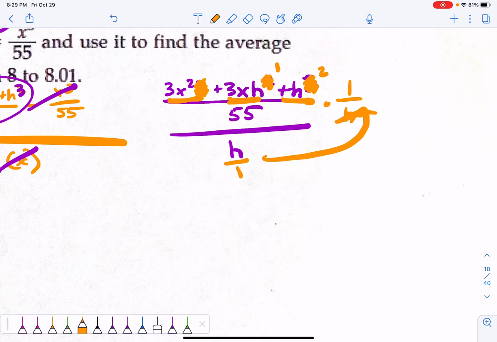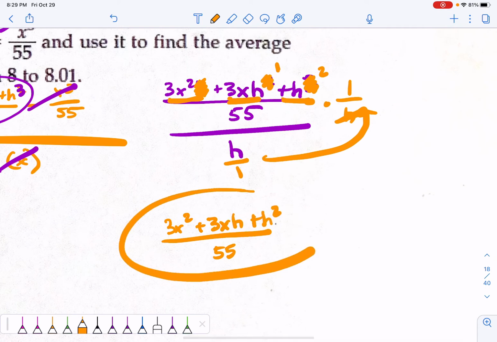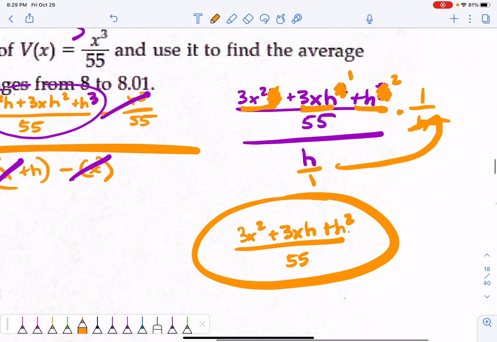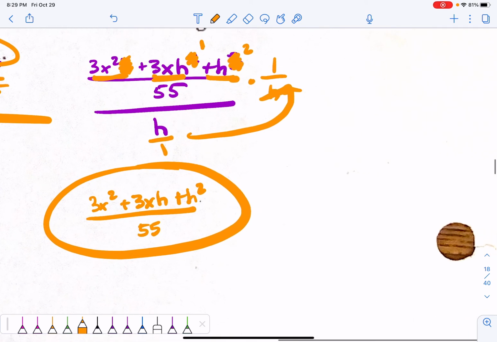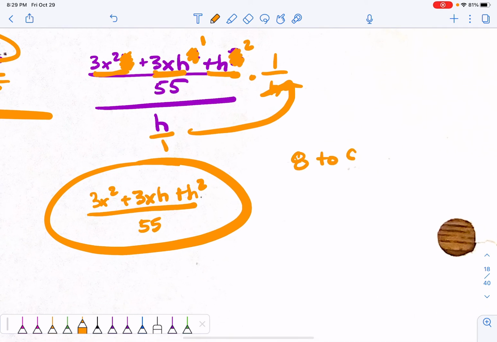So now, when all is said and done, I just have 55 on the bottom, and all I have left on the top is 3x squared plus 3xh plus h squared. And this is my difference quotient. Oh, man. Okay, then they say use that to find the average rate of change from 8 to 8.01. Okay, from 8 to 8.01.